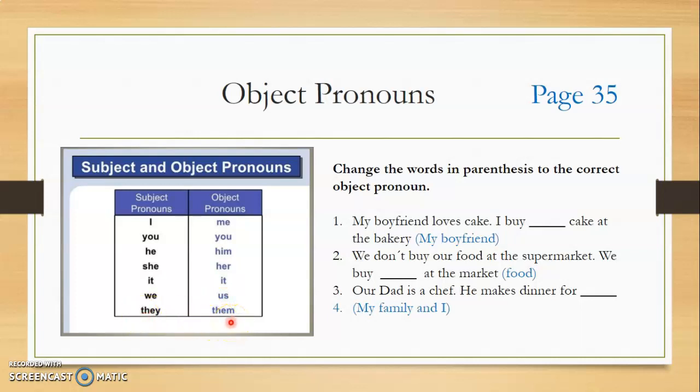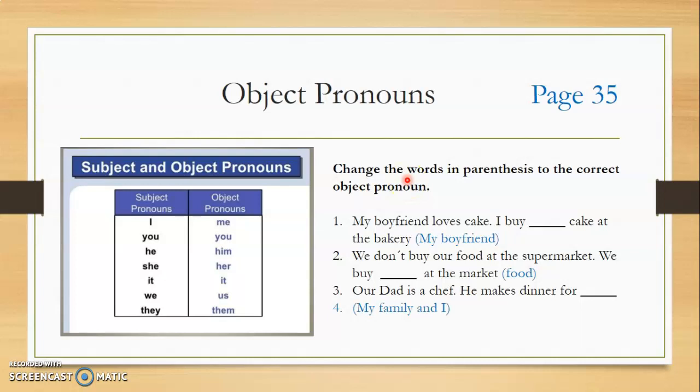It's going to be very important for you to repeat after me, okay? Es importante que todos repitan después de mí para que también aprendamos acerca de la pronunciación, okay? So again, I, me, you, he, him, she, her, it, we, us, they, them. Very good.